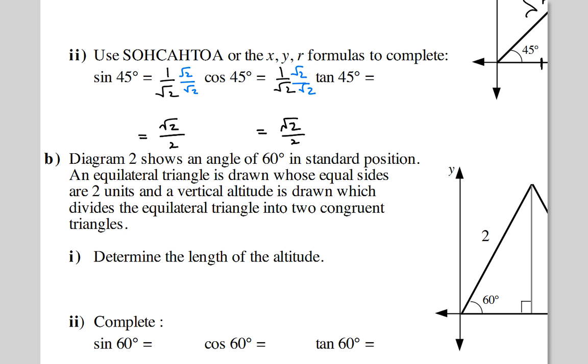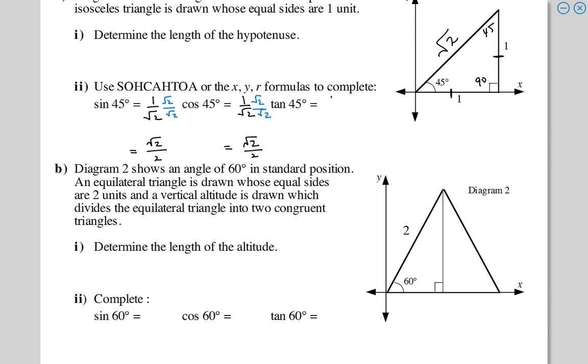Okay, and then for last but not least, tan. Tan is y over x, so 1 over 1, which is just 1. Okay, so right now if you guys went and put tan 45 in your calculator, you should get 1.